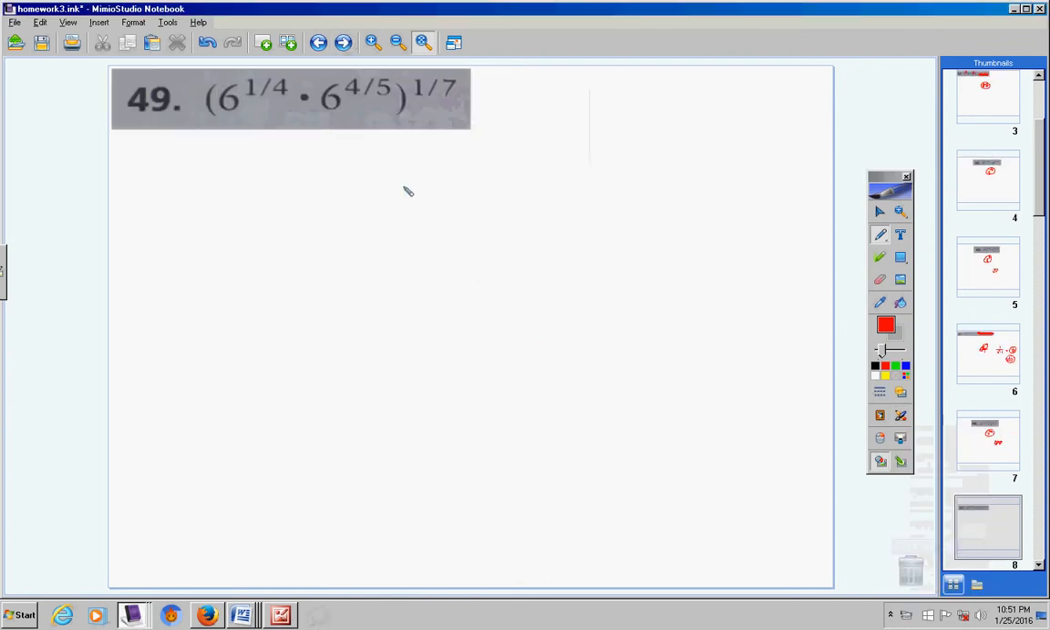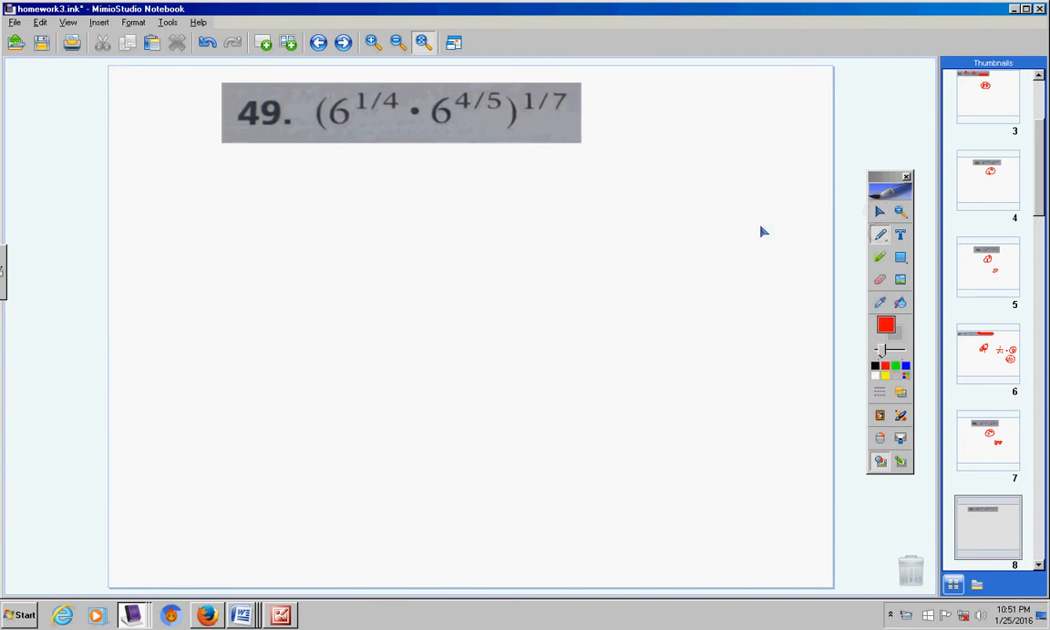Alright, number 49. Okay, here we go. Same thing, first of all, I'm multiplying like bases inside the parentheses. So I write my like base once, add my exponents. 1/4 plus 4/5 would give me 21 over 20. And I've still got a 1/7 on the outside. When you're multiplying like bases, write the base once, add the exponents.